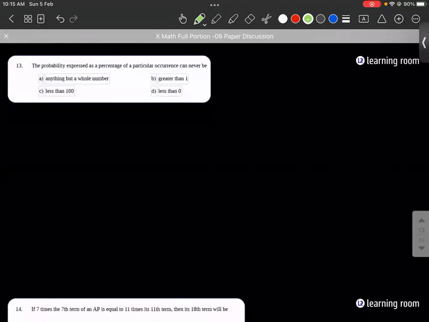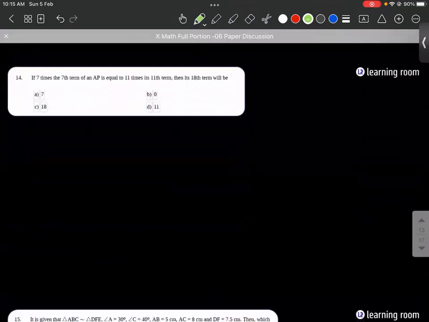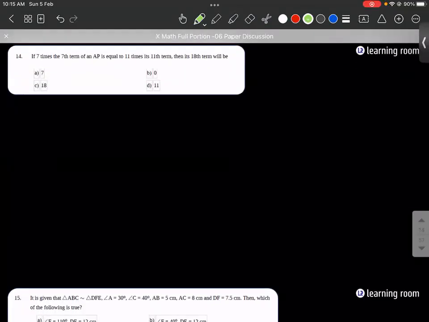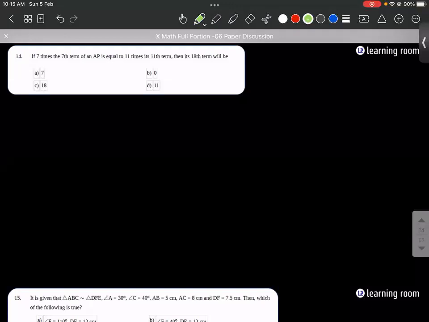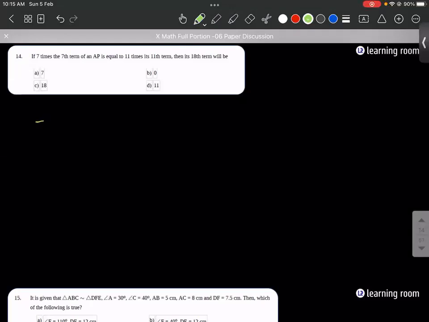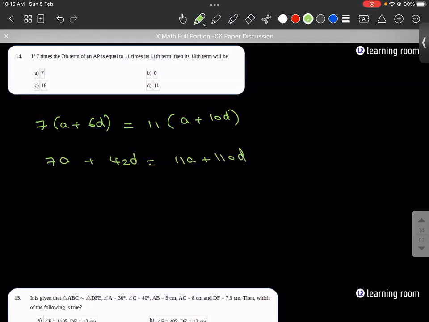The probability expressed as percentage of a particular occurrence can never be, obviously, less than 0. Yes. If 7 times the 7th term of an AP is equal to 11 times the 11th term, then the 18th term is 0. 7 into a plus 6d is equal to 11 into a plus 10d. So 7a plus 42d is equal to 11a plus 110d. Am I right?